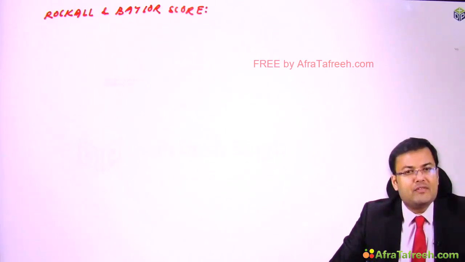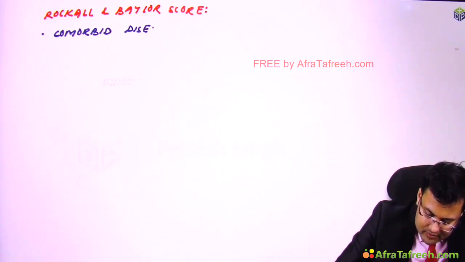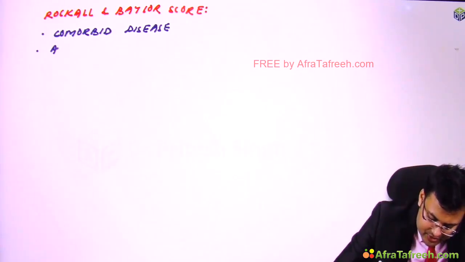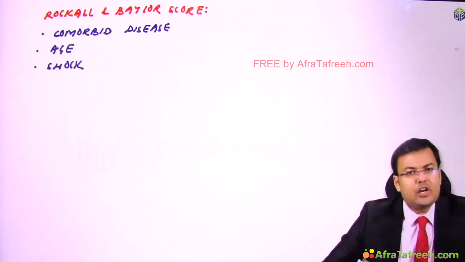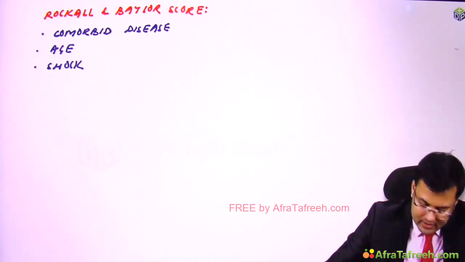Now see Rockall-Baylor score. I told you that it is more useful and it includes the endoscopic findings. Now see the components. First, comorbid disease. Second is age. Third is shock. In shock, the systolic blood pressure is less than 100 mmHg or pulse rate is more than 100 per minute.